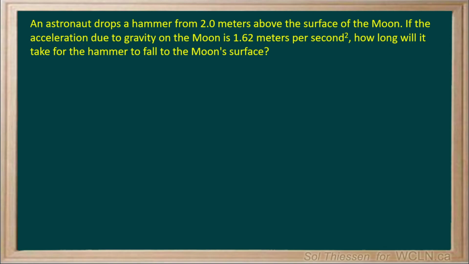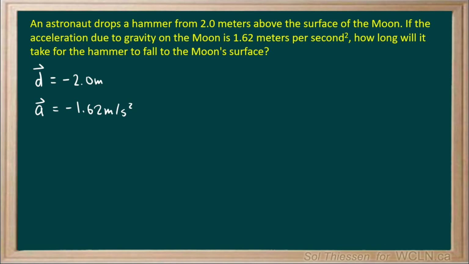Okay, so let's write down what we know. We know the displacement of the hammer. It's going to be negative 2 meters since it is downwards, so it's dropped from above the surface down to the surface. We know the acceleration due to gravity on the moon. It is negative 1.62 meters per second squared.